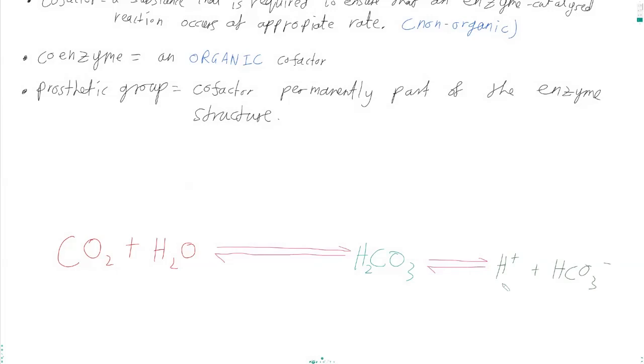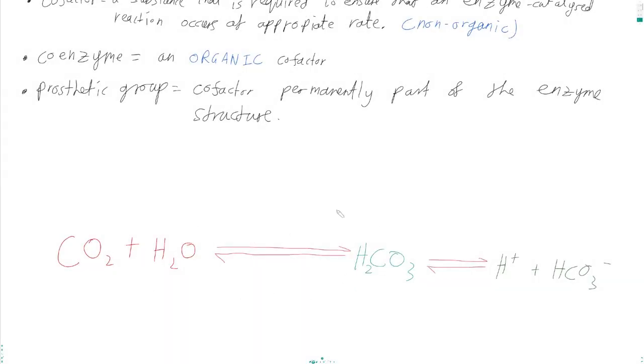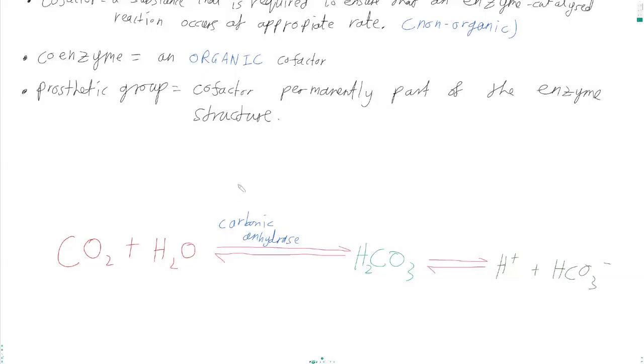You'll learn more about this reaction in module 3.2. But essentially, what I'm trying to get across is that this reaction is catalyzed by an enzyme called carbonic anhydrase. And carbonic anhydrase has a cofactor slash prosthetic group. There is a zinc ion which is bound to the structure of carbonic anhydrase, which is permanently bound to it to enable it to carry out its function.